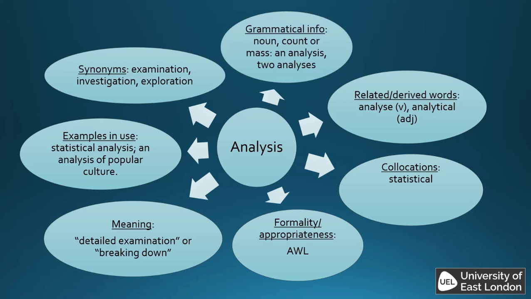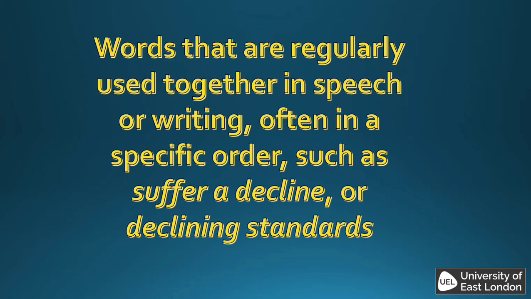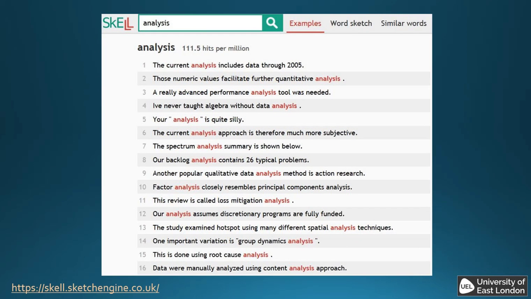However, we still don't have any information on collocations with other words. Collocation may be defined as words that are regularly used together in speech or writing, often in a specific order, such as decline with suffer or standards, as in suffer a decline or declining standards. If we use unusual word combinations, it can make our writing feel unnatural or even strange.